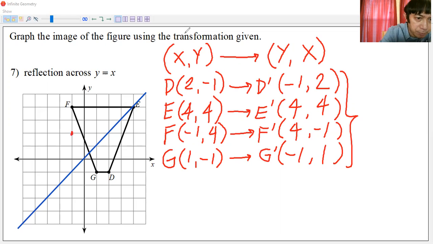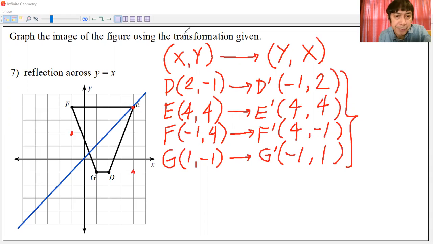-1, 2 is over here. Okay, that's -1, 2. For our E prime, it's the same 4, 4. Now, take note, E and E prime points are the same, so we will still use the point E there. And then 4, -1. So 4, -1 will be over here. 4 and then -1.